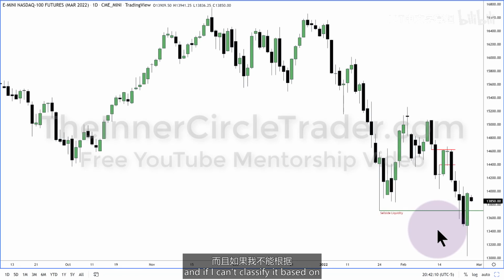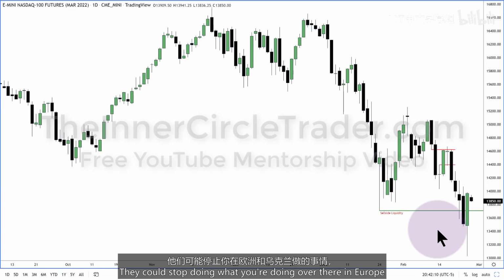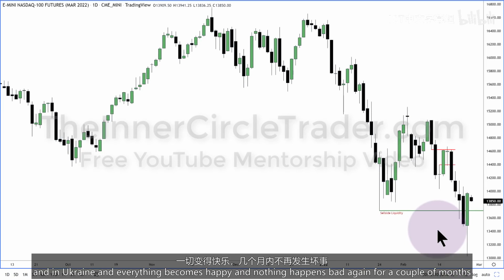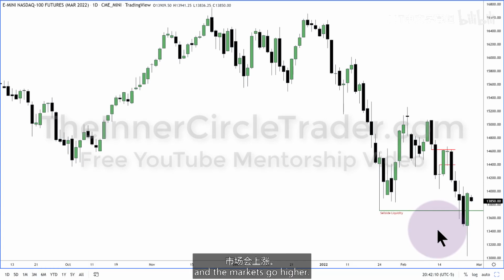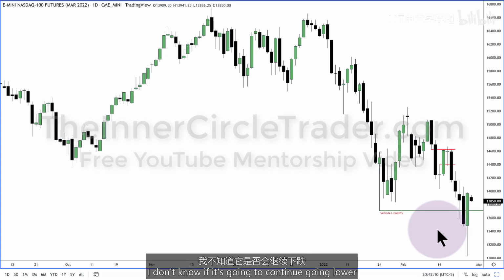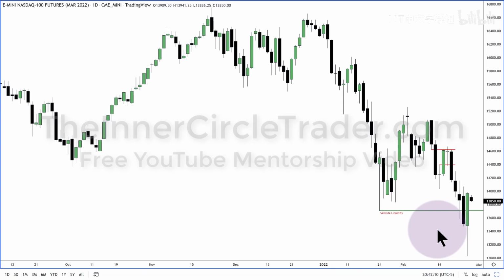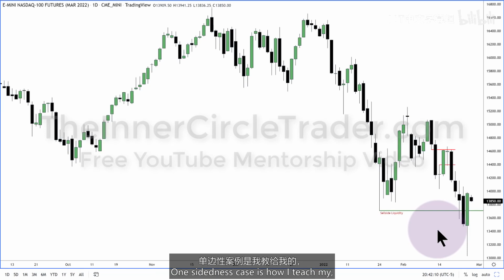So, if I don't know, and if I can't classify it based on the things I'm looking for in price, yes, it could possibly go a little bit higher. This could be the low. It could be some kind of reversal. They could stop doing what they're doing over there in Europe and in Ukraine, and everything becomes happy and nothing bad happens for a couple months. And the markets go higher. I don't see that right now. I don't know if it's going to continue going lower. Where it's at right now, neutral. Because I can't justify one-sidedness.